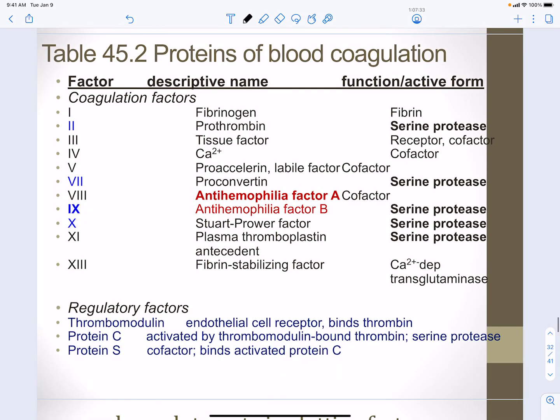Now this is table 45.2, and it just shows the different factors we've been talking about. It also labels the serine proteases, the ones that are not serine proteases, and then we also have regulatory factors. We're going to have thrombomodulin, protein C, and protein S, which are all going to be important in regulating this whole process. So just make sure you're familiar with what we've been talking about: which ones are serine proteases, which are cofactors, which are the actual enzymes.